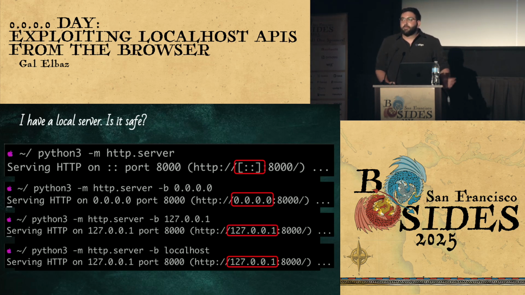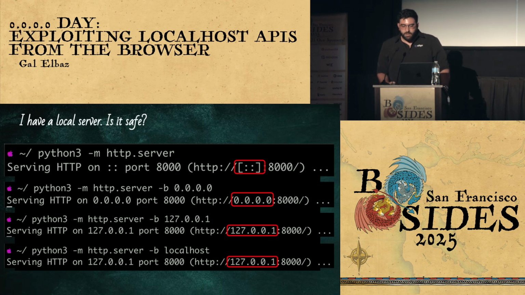So there are many ways to run servers, right? From the basic 0.0.0.0 that just binds on all interfaces, to the local host, of course, that can serve as 127.0.0.1 or just the string localhost itself. And we're going to talk about those two specifically.